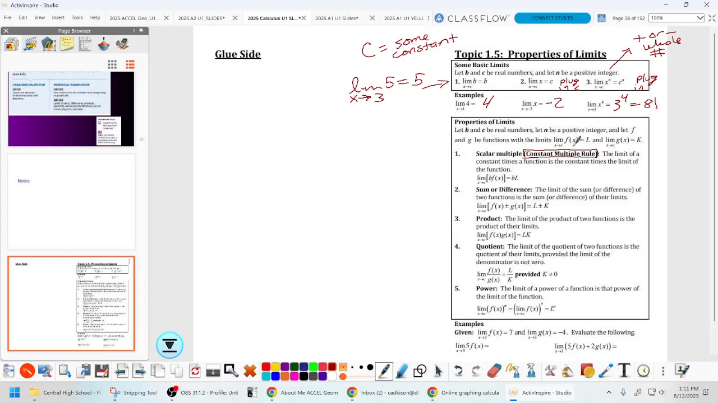I should have read this to you or pointed it out. The limit of f is L and the limit of g is K. So in fact, let's highlight that or somehow make that stand out to yourself. Otherwise, you'll see all these L's and K's and be like, what the heck is that?